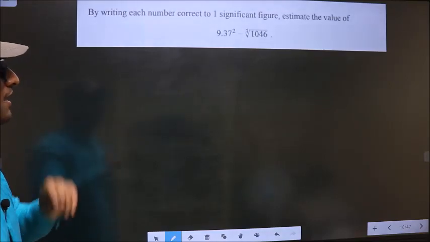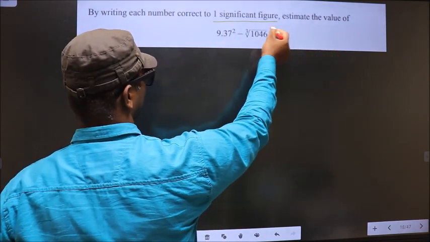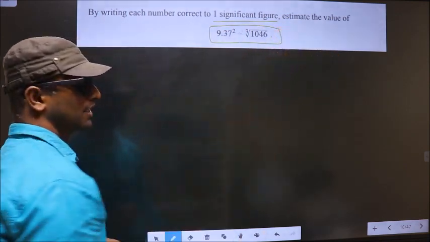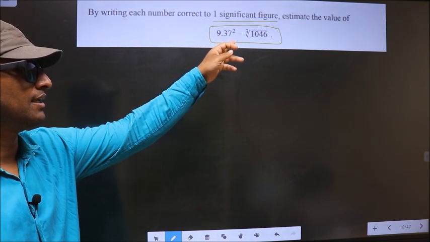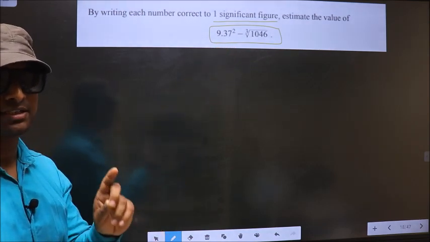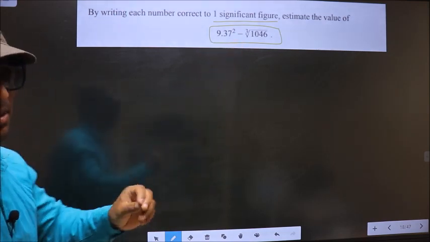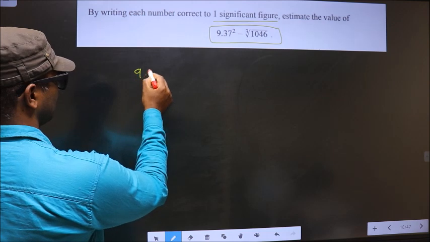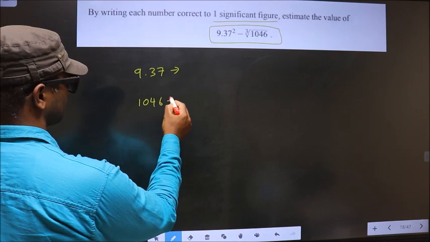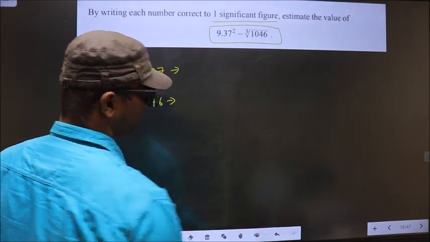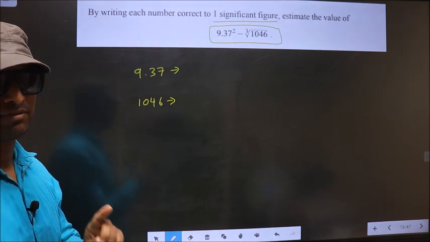By writing each number correct to one significant figure, estimate the value of this one. Okay. So step one, whatever numbers we have here, we should correct them up to one significant figure. So first, numbers present over here are 9.37 and 1046.